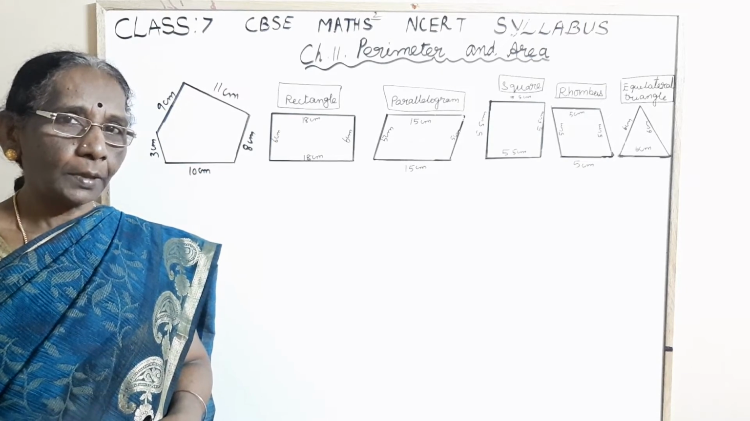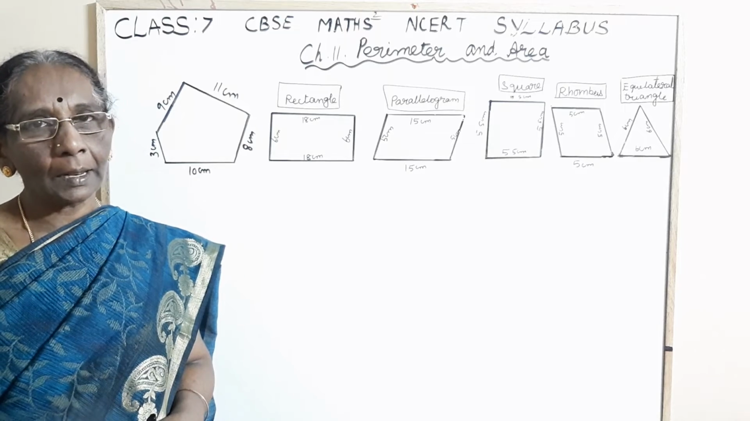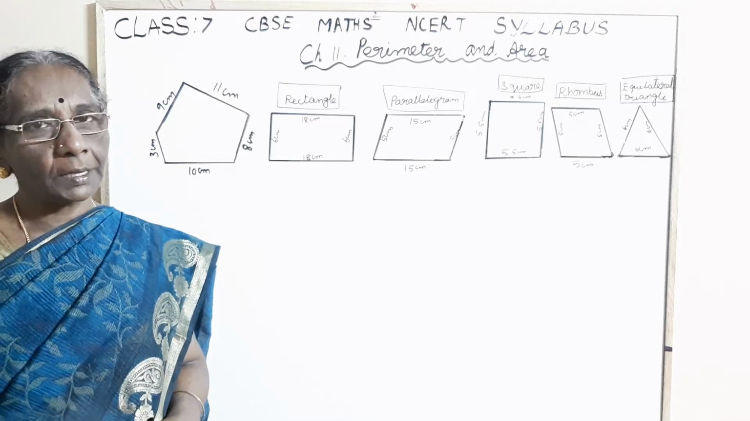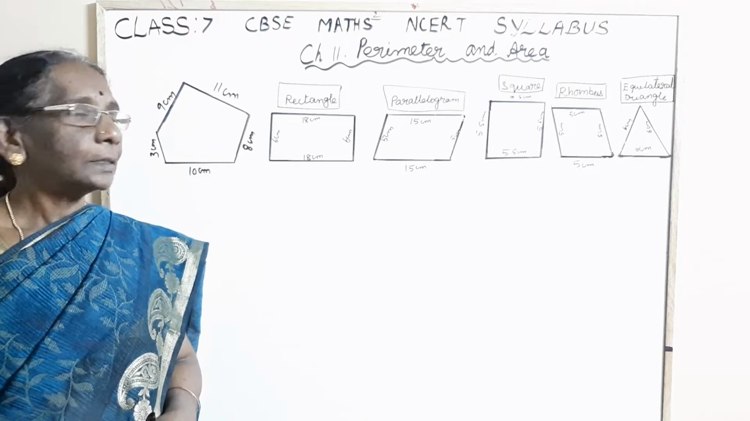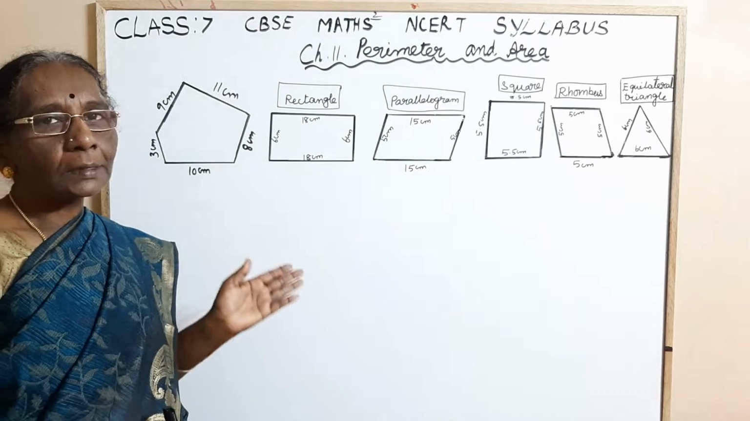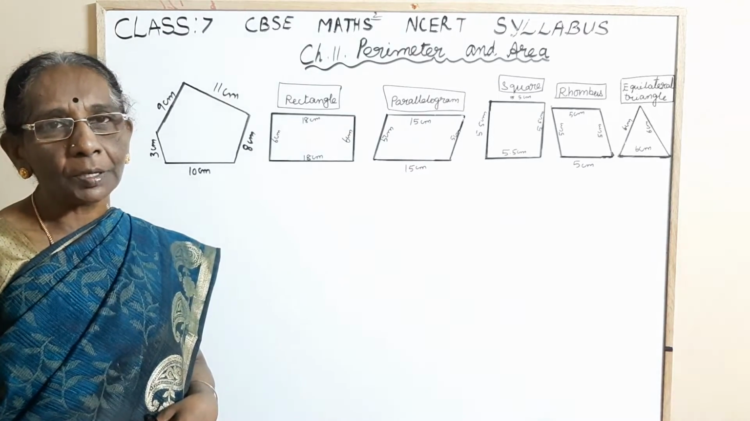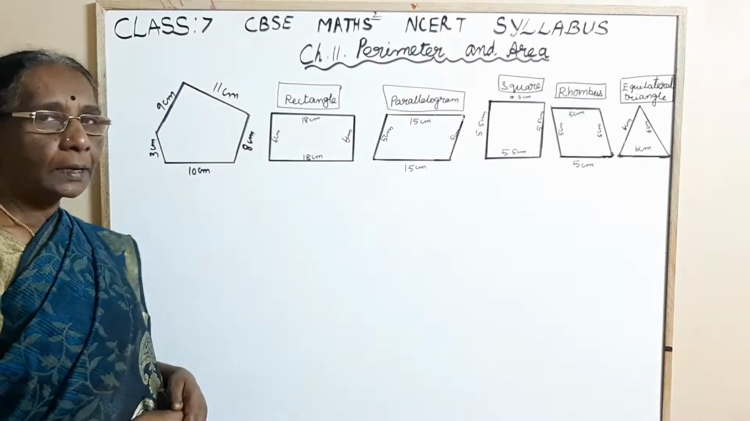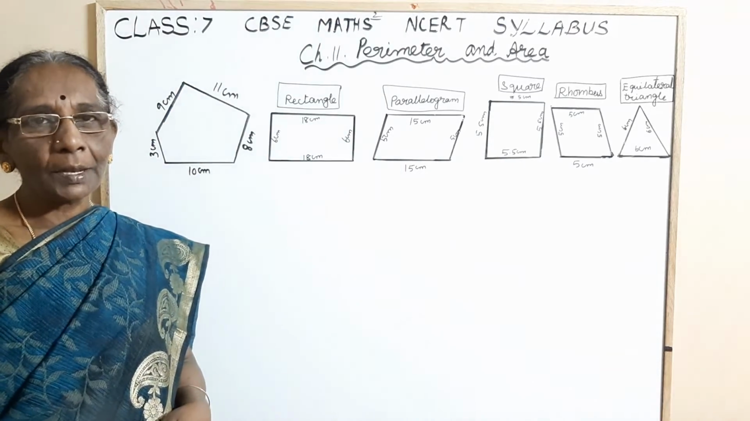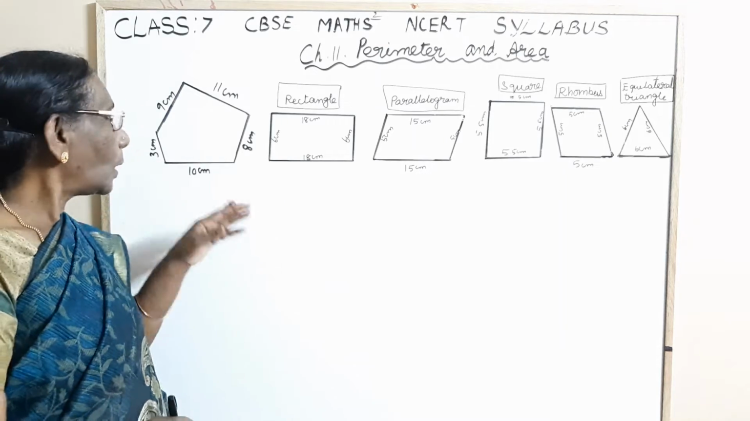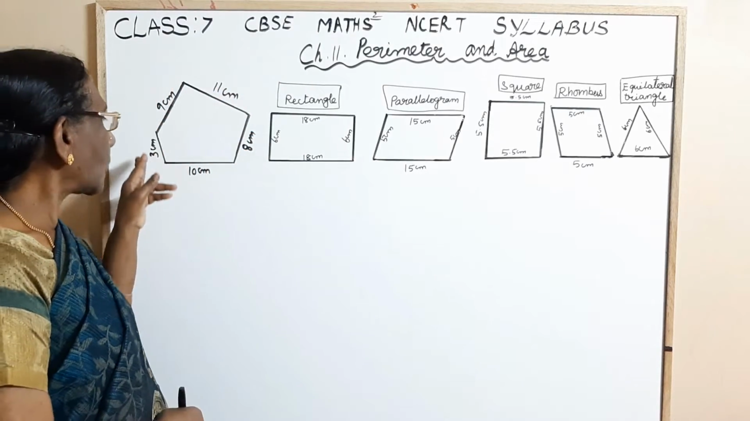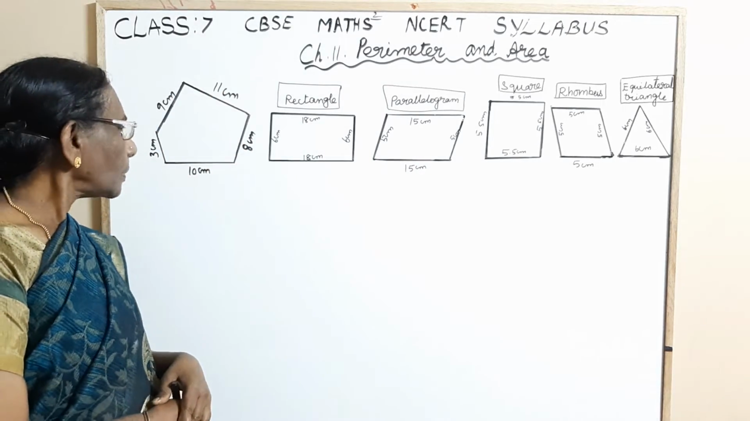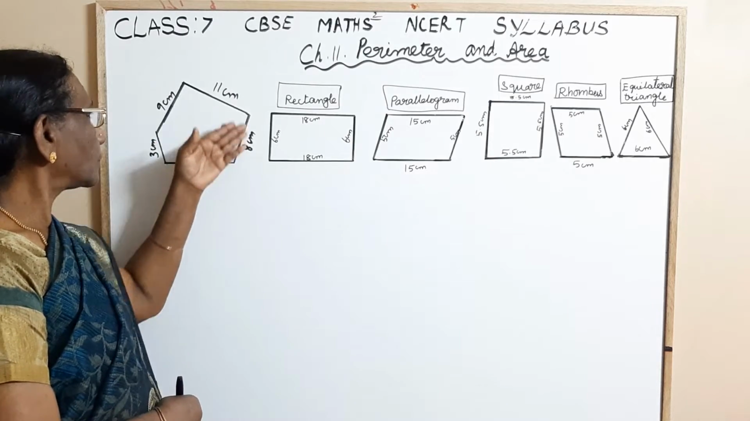In this session, we are going to continue chapter 11, perimeter and area. Already we have discussed perimeter and area. In this session, we are going to discuss the formula for the perimeter of any shape. Let us recall what a perimeter is. Perimeter is the total distance or total length around the boundary of the figure. Isn't it, children? Now, let us find the perimeter of this shape.